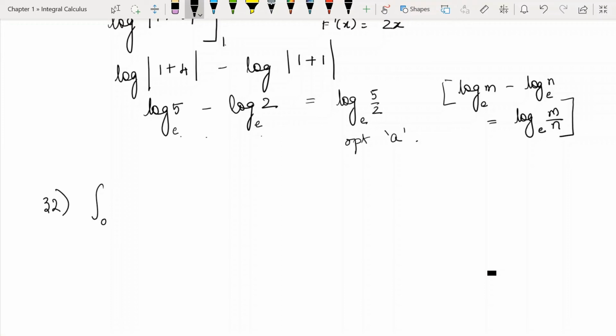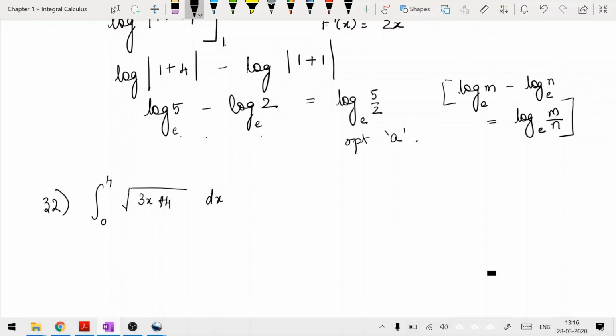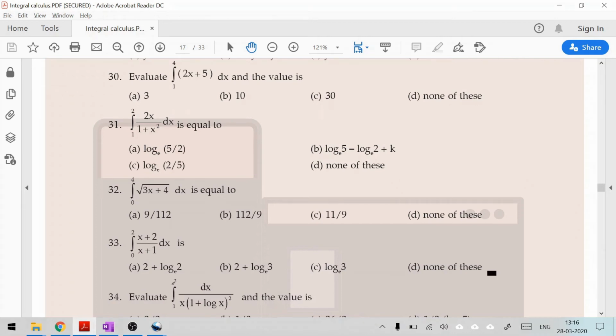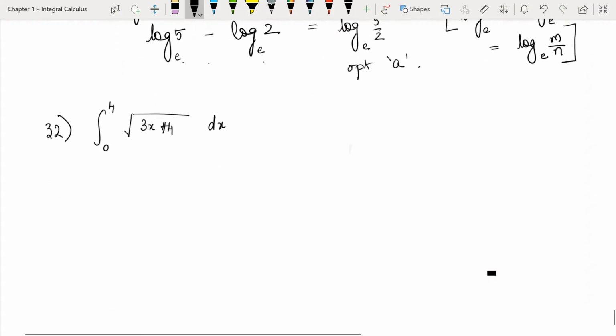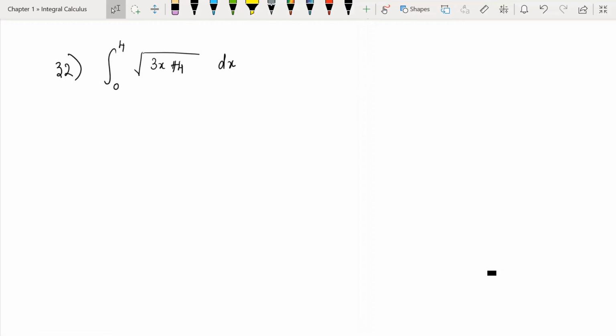Integral 0 to 4 root of 3x plus 4 dx. Let me just check the values once again. 0 to 4 is correct. Now integration of a function. Please remember this is nothing but a linear function. It's not a quadratic. If it is quadratic, then we will be using the standard integrals formula which we saw in the earlier lecture. So this is nothing but a linear function.